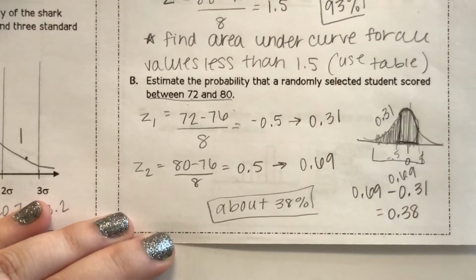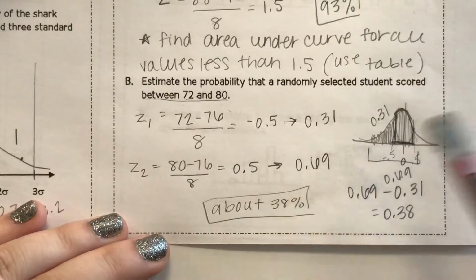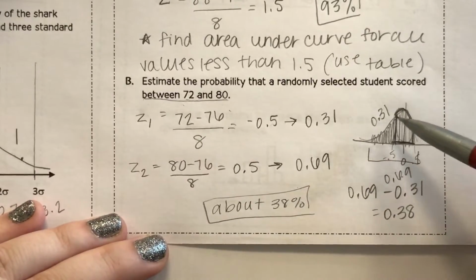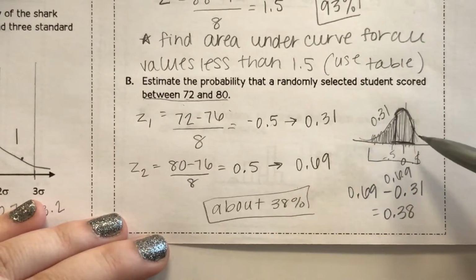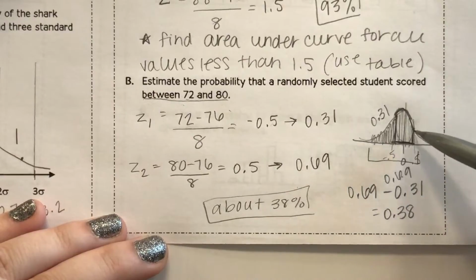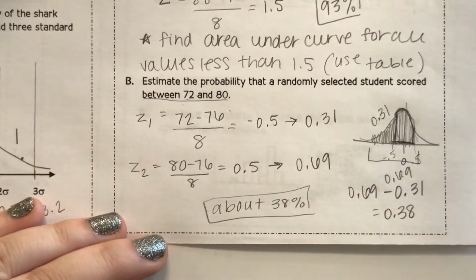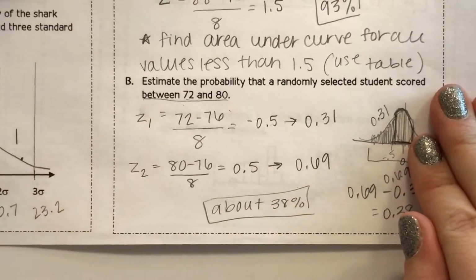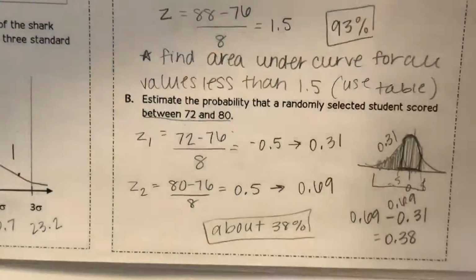Okay? So whenever you want to find the answer between two values, you have to find the values less than the lower one, the values less than the higher one, and then subtract to figure out what's in the middle, which makes sense. Okay? Let's do the next example.